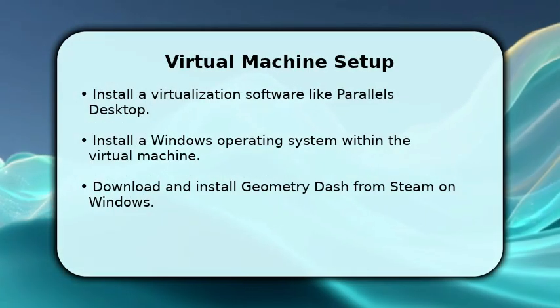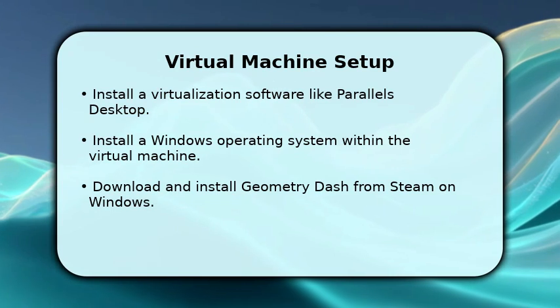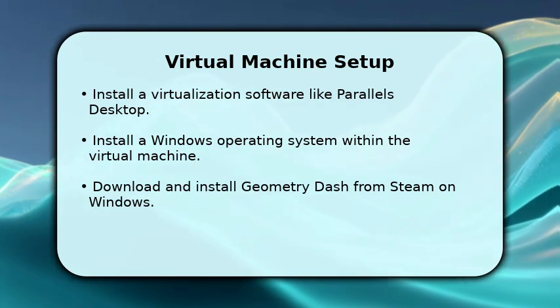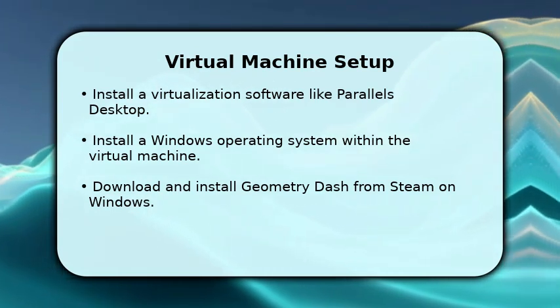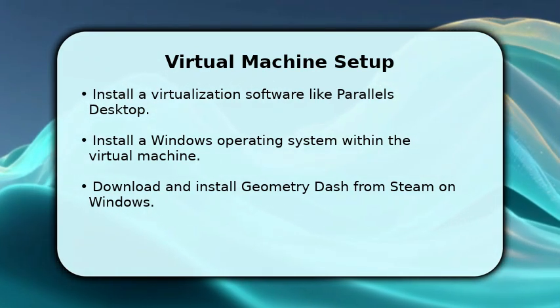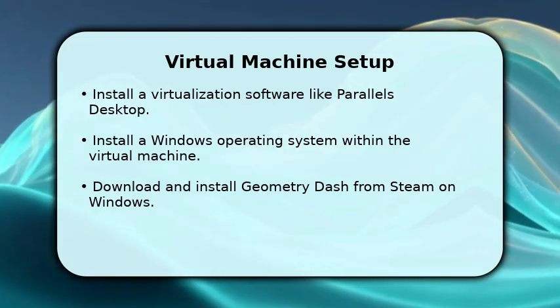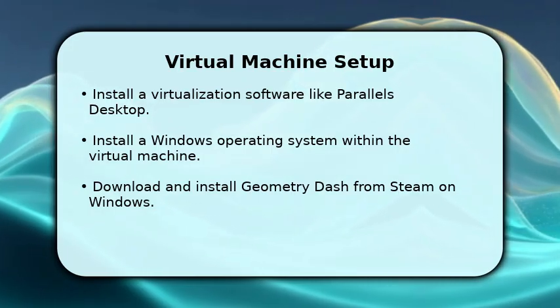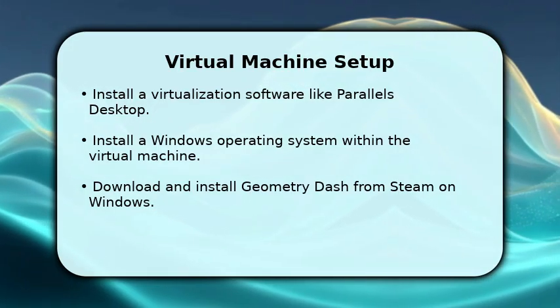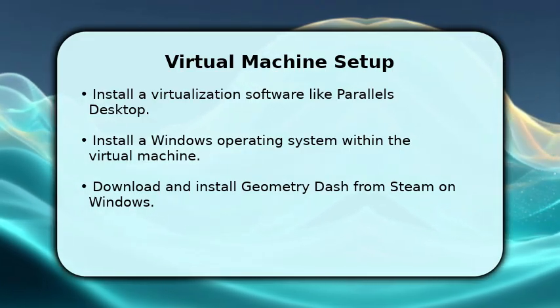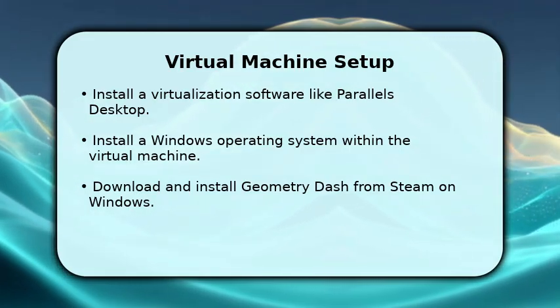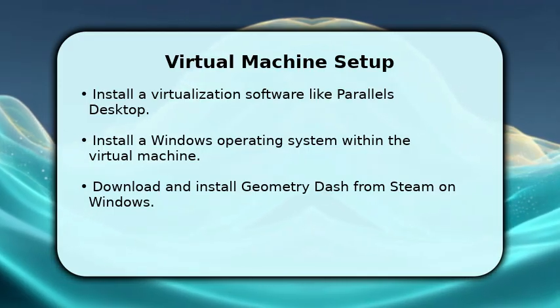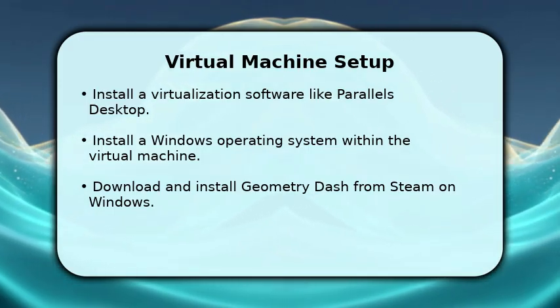One popular method is to use a virtual machine. Software like Parallels Desktop or VMware Fusion allows you to install a full Windows operating system directly on your MacBook Air. Once Windows is running, you can then download and install Geometry Dash through Steam, just as you would on a PC. This method offers excellent compatibility, but requires a Windows license and sufficient storage space.